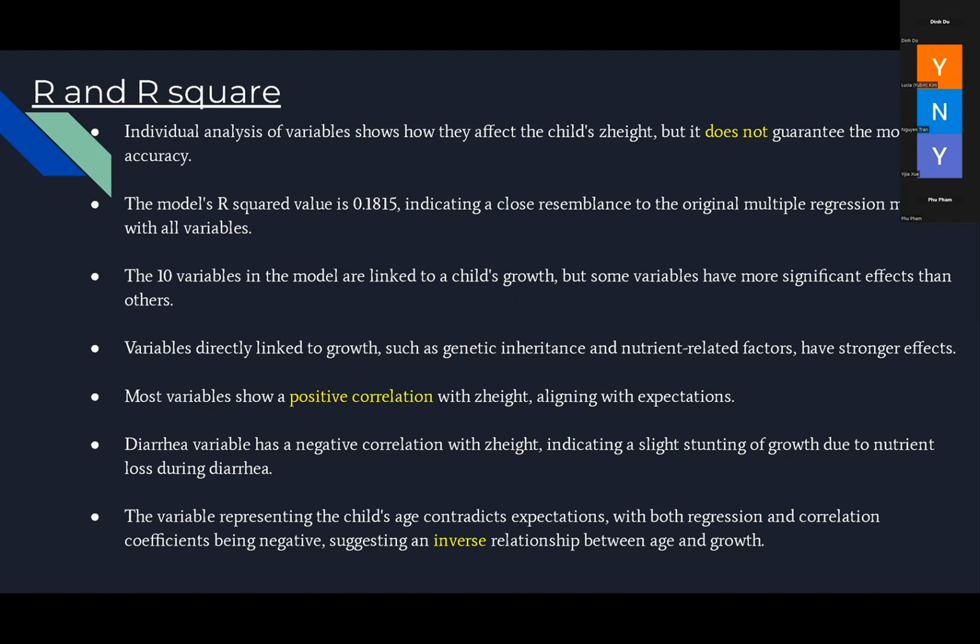But as we saw with the individual analysis of the variables, some have a more significant effect than others because they are directly linked with genetics or relate to nutrients which a child needs to grow. The analysis reveals a positive correlation between most variables and Z height. However, the variable diarrhea exhibits a negative correlation with height, indicating that a child who experiences diarrhea suffers nutrient loss and requires recovery, which affects their growth. Consequently, their growth may be slightly stunted.